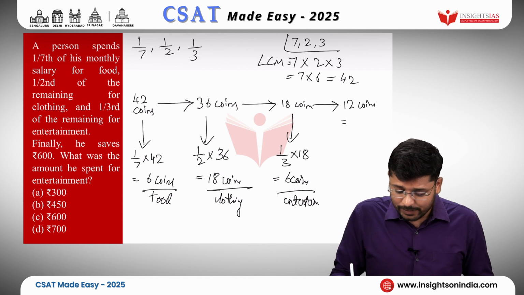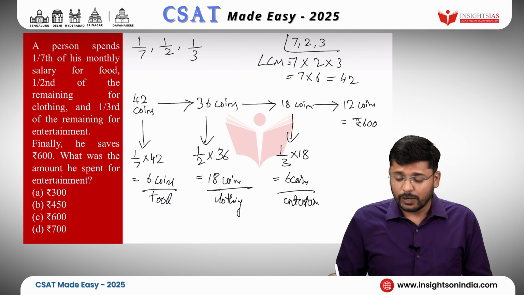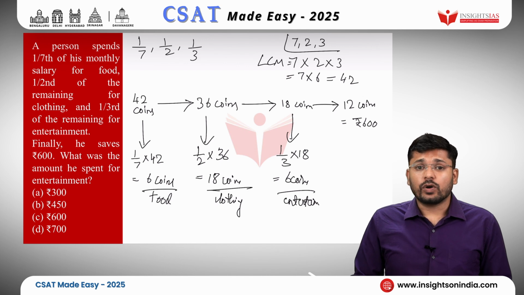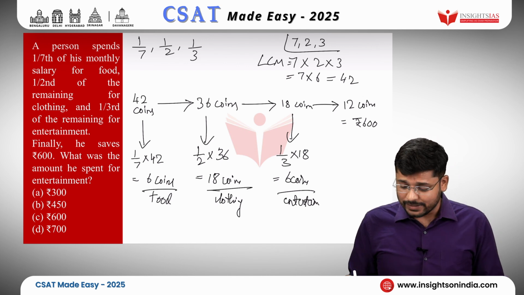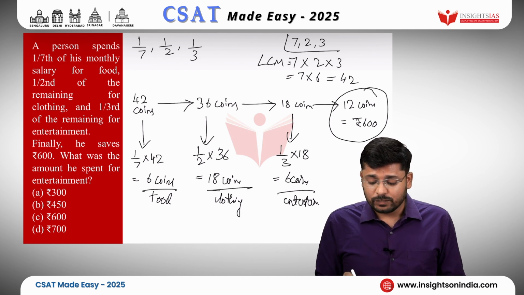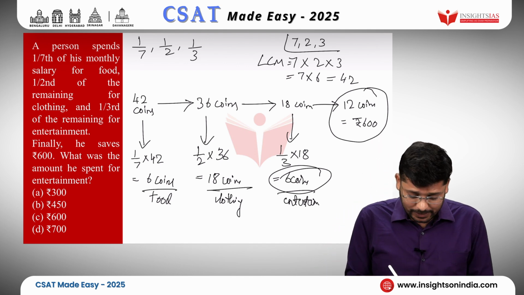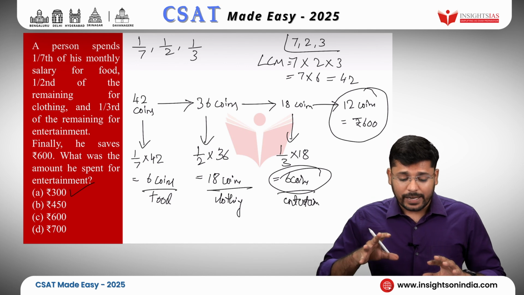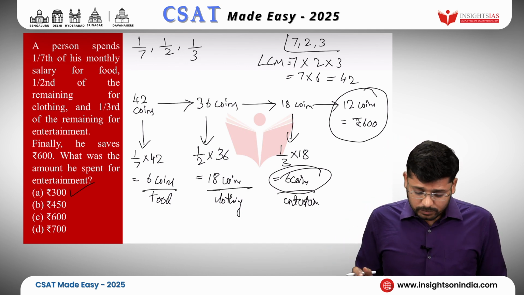And they are telling us that this 12 coins is equivalent to rupees 600. And what is the question? 12 coins is 600. What is the amount that is spent on entertainment? They are not asking for the total salary. They are asking for the amount spent on entertainment. 12 coins is 600. So what is the value of 6 coins? It is 300, right? We need not even calculate the value of a single coin. The answer is 300. This was a question which was asked in a state PSC examination.